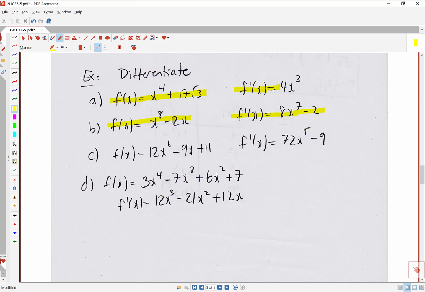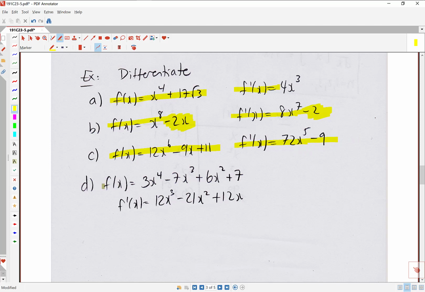So remember, anytime you're taking the derivative of something that looks like a constant times x, the derivative is just going to be whatever your constant is. Part C, let's say our function is 12x to the 6th minus 9x plus 11. So f prime of x is going to be 72x to the 5th, the derivative of minus 9x is negative 9, and then the derivative of a constant is 0. So we just get two terms there in the derivative.